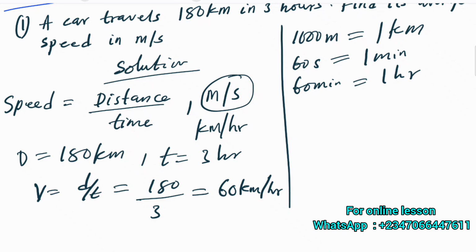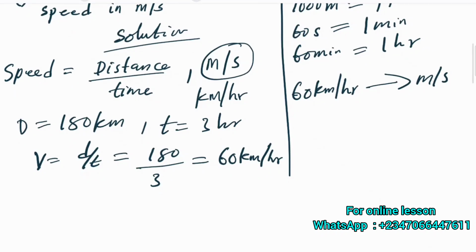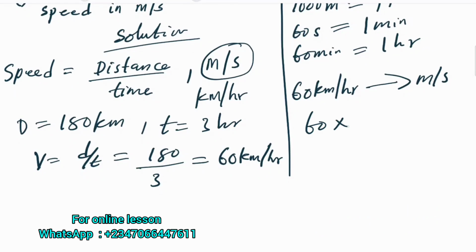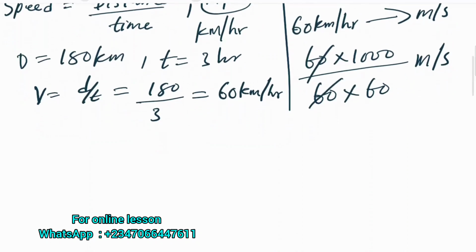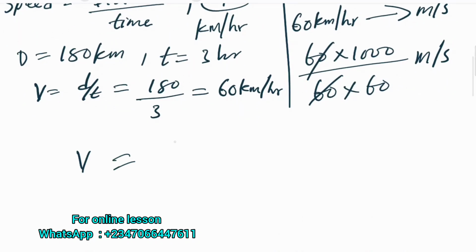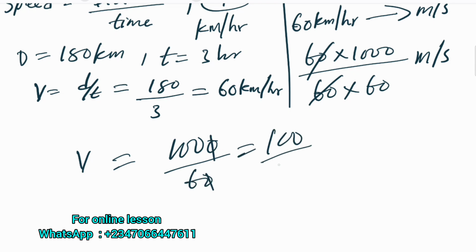Now let us convert 60 kilometers per hour to meters per second. So that is what we want to convert now. So what you do, the kilometer you multiply by 1000, 60 times 1000, then all over the down here says 60 times what? 60. So this is the meters per second. So this 60 here can take care of this. So we can now have our value. It now gives us 1000 all over 60. So one of the 0 cancels out. We have 100 over 6.